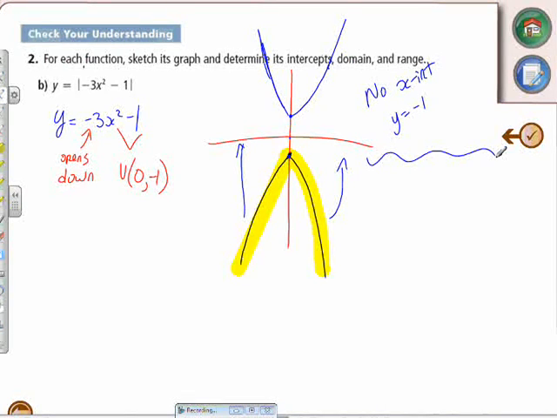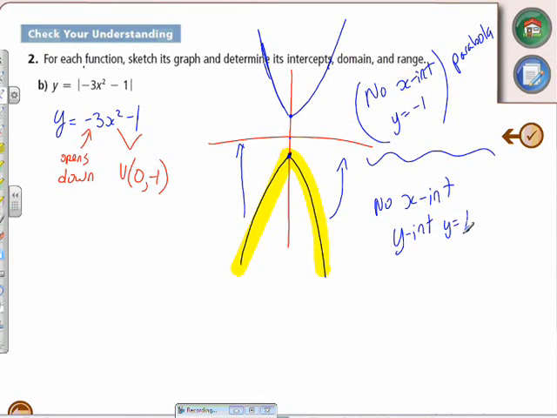But now we can answer. So the intercepts that I have, so this here was for the parabola. Now if we look at the absolute value part, there's still no x-intercepts. It does not cross the axes. The y-intercept now is at a +1.